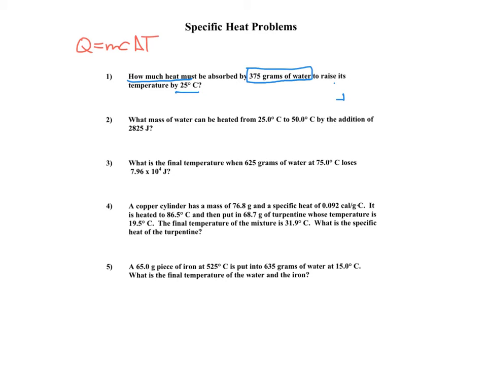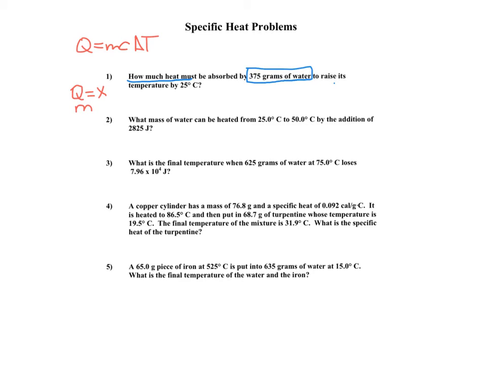All right, so let's start breaking down our variables. We're going to be using Q equals MC delta T. Let's see what we have. It's asking how much heat. We want to know how much heat altogether is going to be absorbed if I have 375 grams of water. That should tell us right away that our Q is our X. That's what we need to solve for.